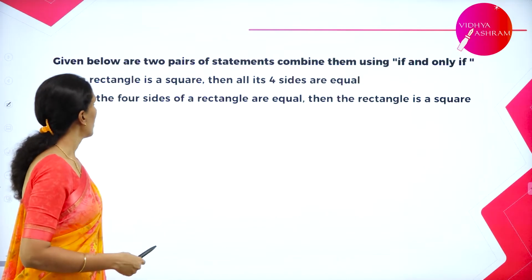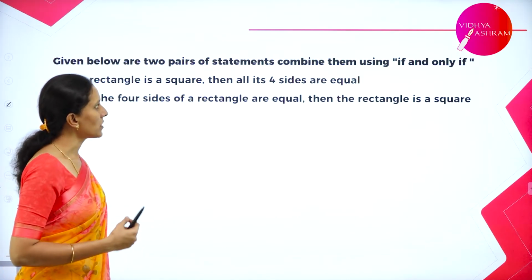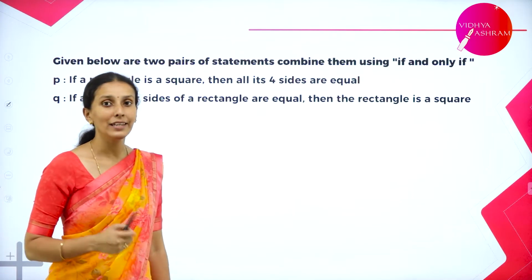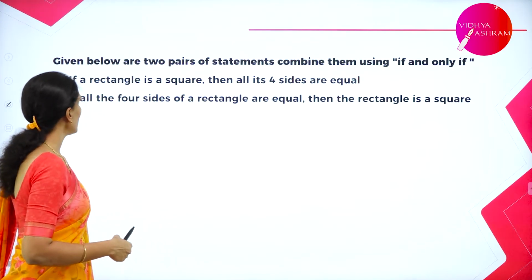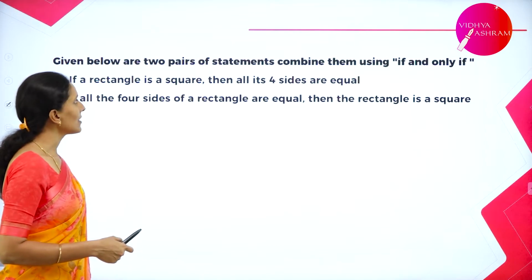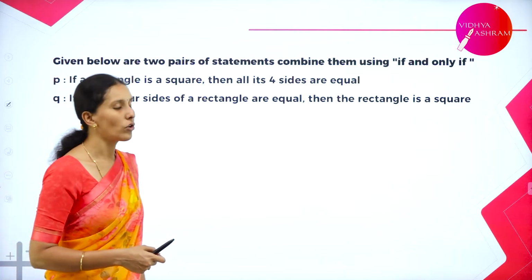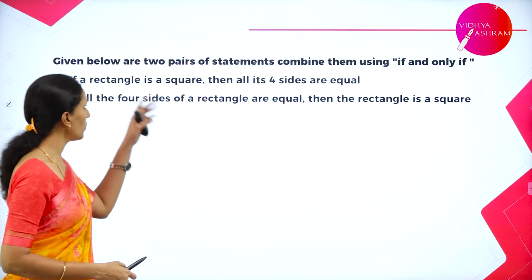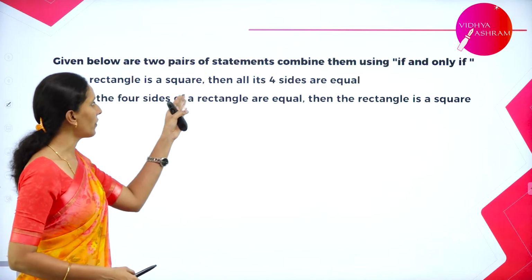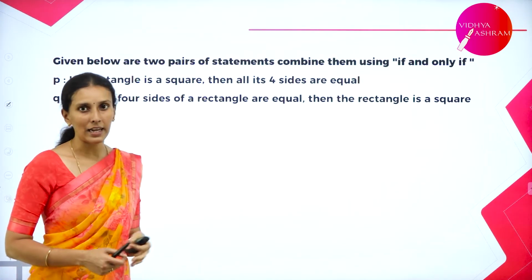Next, given below are two pairs of statements, combine them using if and only if. The first statement is, if a rectangle is a square, then all its four sides are equal. So how do we write it? If all the four sides of a rectangle are equal, then the rectangle is a square.